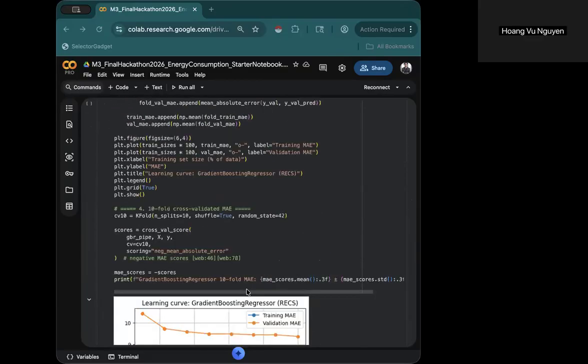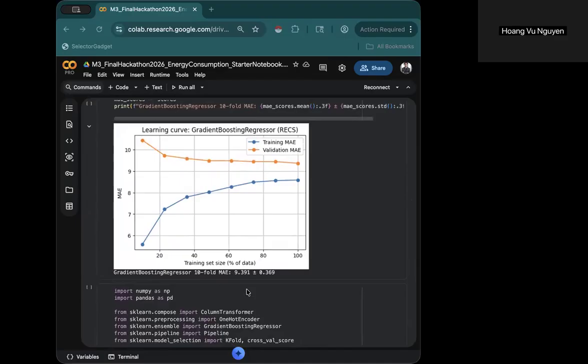Next, I moved on to gradient boosting regressors. As we can see, the tenfold MAE from the gradient boosting model was only 9.391, much lower than our other models. In addition, the training MAE and the validation MAE seem to coincide and stabilize as the training set size increases. This suggests that gradient boosting is probably the best base model for our data set.